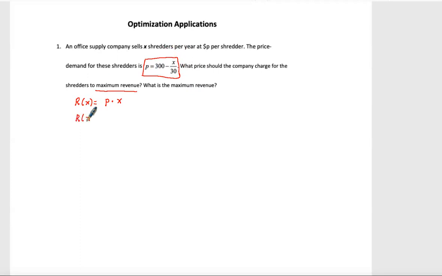And so we get our revenue function equals 300X minus 1 over 30 times X squared. We multiplied 300 by X and X over 30 by X. Now, since we want to maximize, we have to find the derivative. The derivative is equal to 300 minus 1 over 15 times X. We set this equal to 0 to find the critical number.